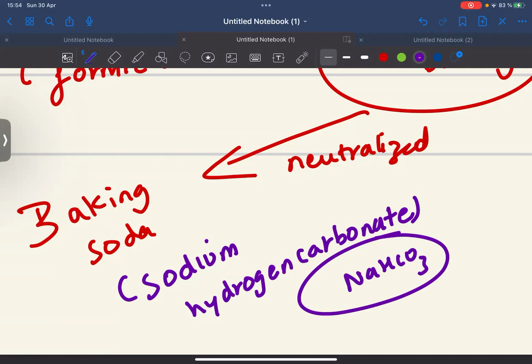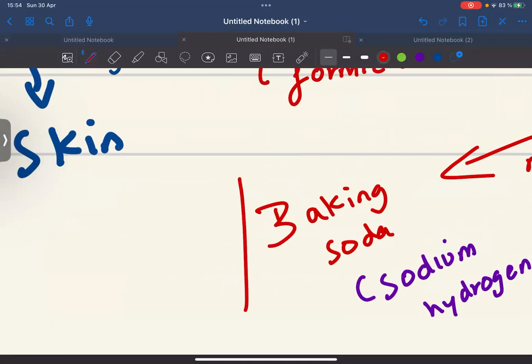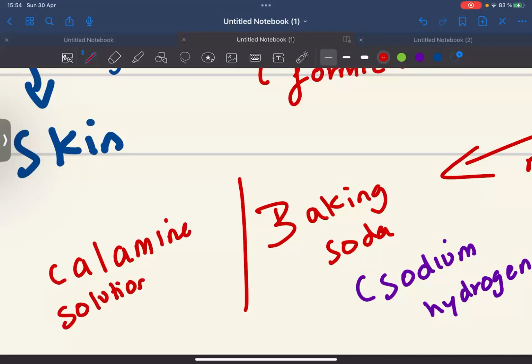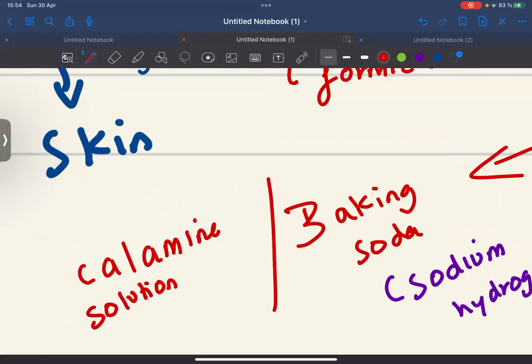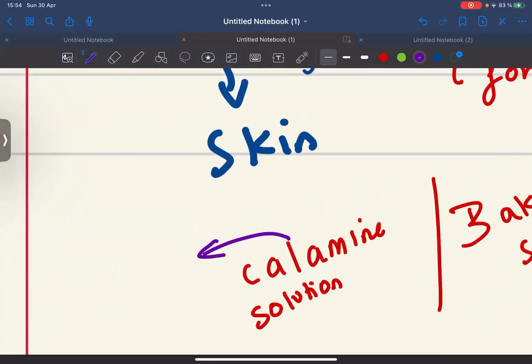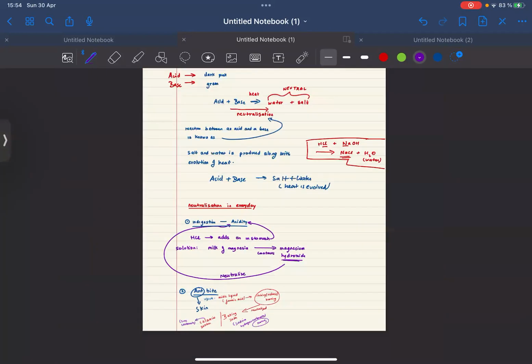All right. Or another solution other than baking soda can also be used, which is known as calamine solution. This calamine solution contains another salt which is called zinc carbonate. Okay, please take note of this.